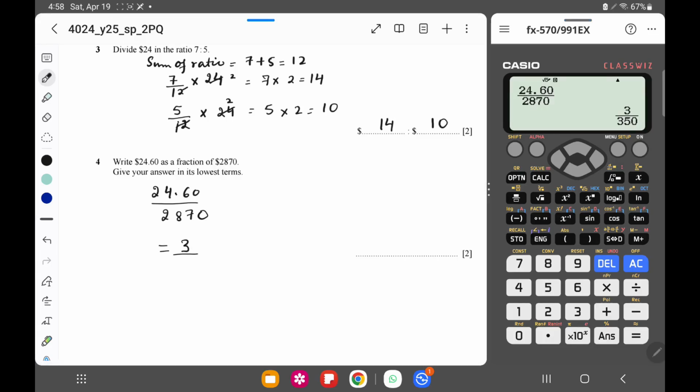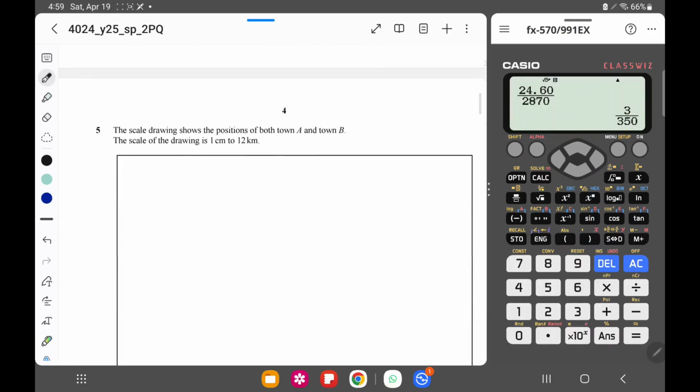3 upon 350. If it's non-calculator, then it's 24.60 divided by 2,870. 0.00 to maintain the number of zeros, and then that will be 2,460 divided by 2870, and then 2 more zeros, and then we can cancel and do it. But it's a calculator question, so we simply use the calculator and find the simplest answer in the lowest terms in fractions. Okay, now question number 5.